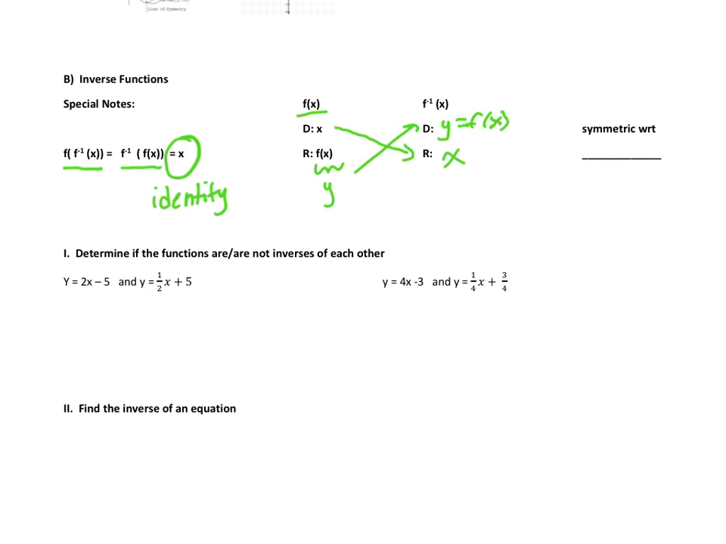Okay, and then remember the graphs. If we're looking visually at a graph, the graphs are symmetric with respect to the line y equals x, which remember is the graph that goes right along our diagonal. And we'll look at that here shortly.